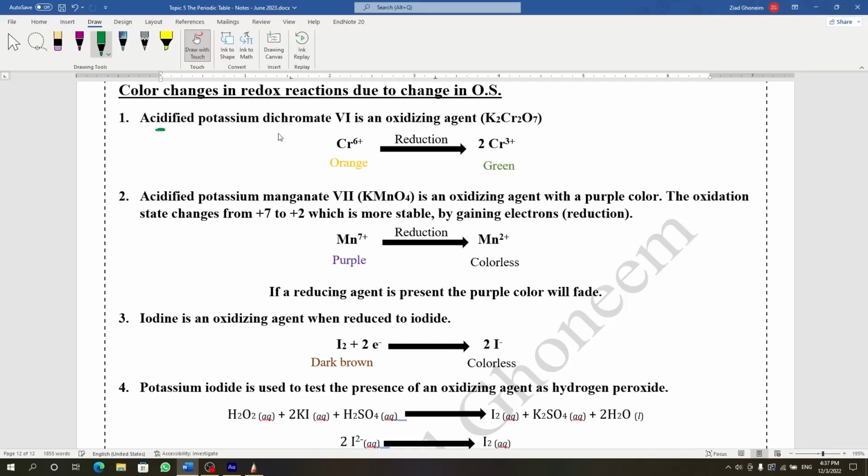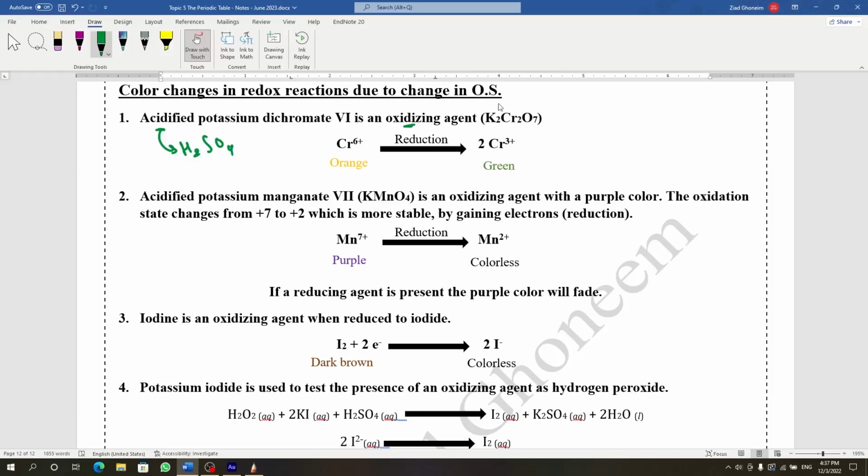Acidified potassium dichromate. Acidified means that in the chemical reaction we add drops of sulfuric acid, right? This reaction will not happen without the sulfuric acid. Why is that? You learn about it in the AS, not in the O level. But for now, just know that acidified means that we are adding a strong acid like sulfuric acid, right? Acidified potassium dichromate is an oxidizing agent, right? Which means that it goes through reduction.